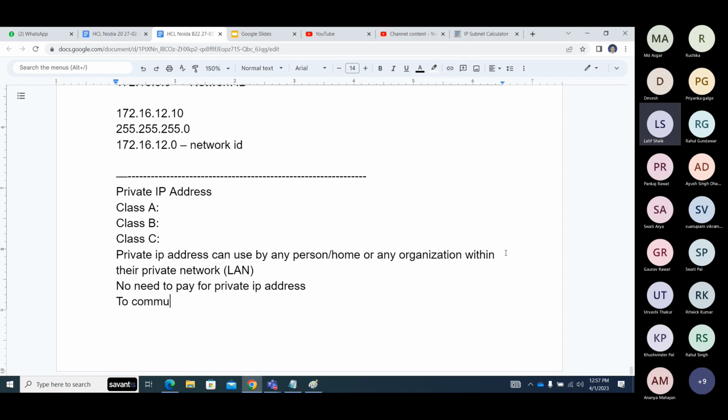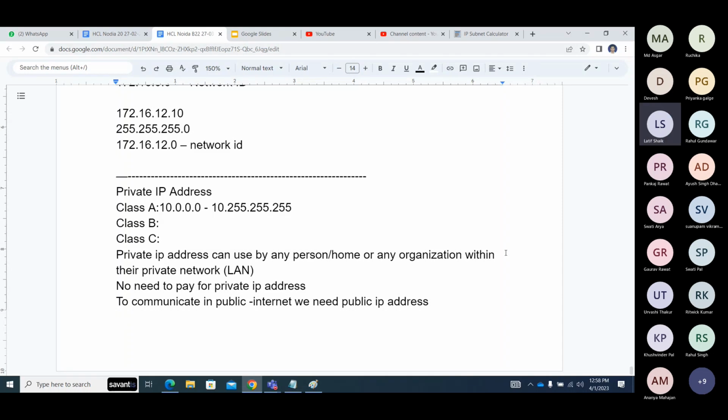To communicate in public, or we can say the internet, we need a public IP address. Okay, so what are the IP addresses to use? The complete range I'm writing, guys. Of course, you have to avoid the broadcast and network ID. Other than broadcast and network ID, I'm giving the complete range.